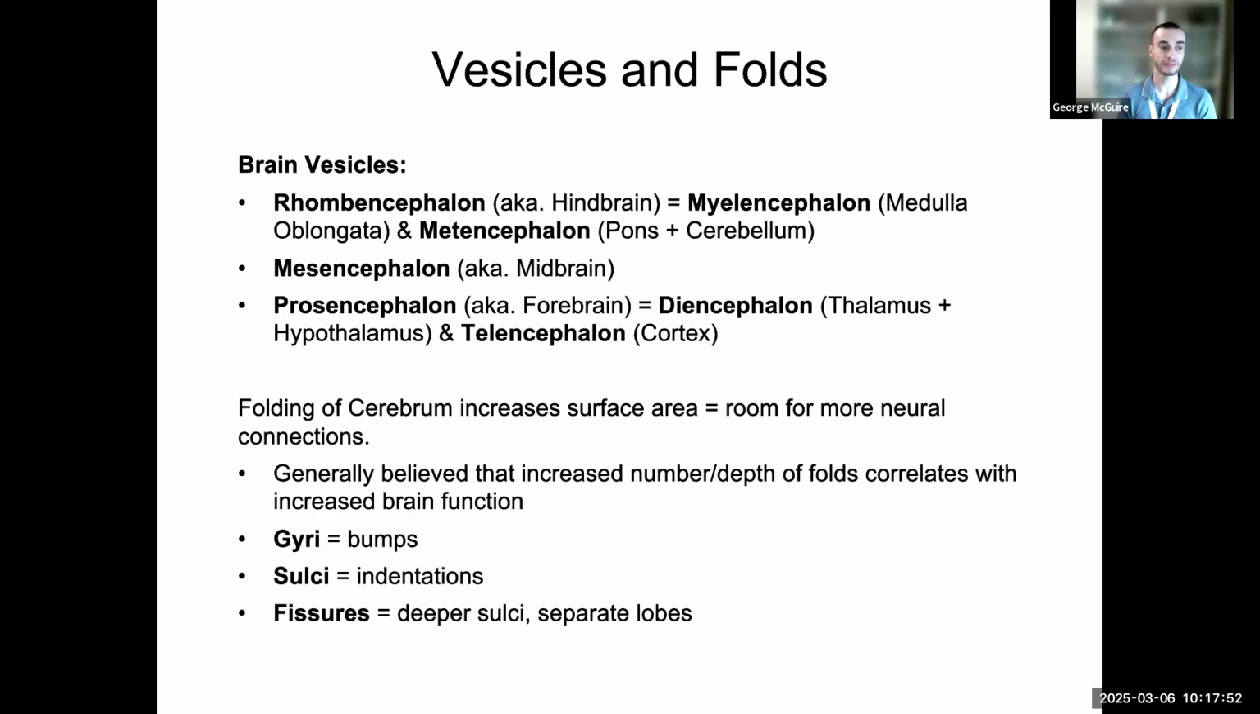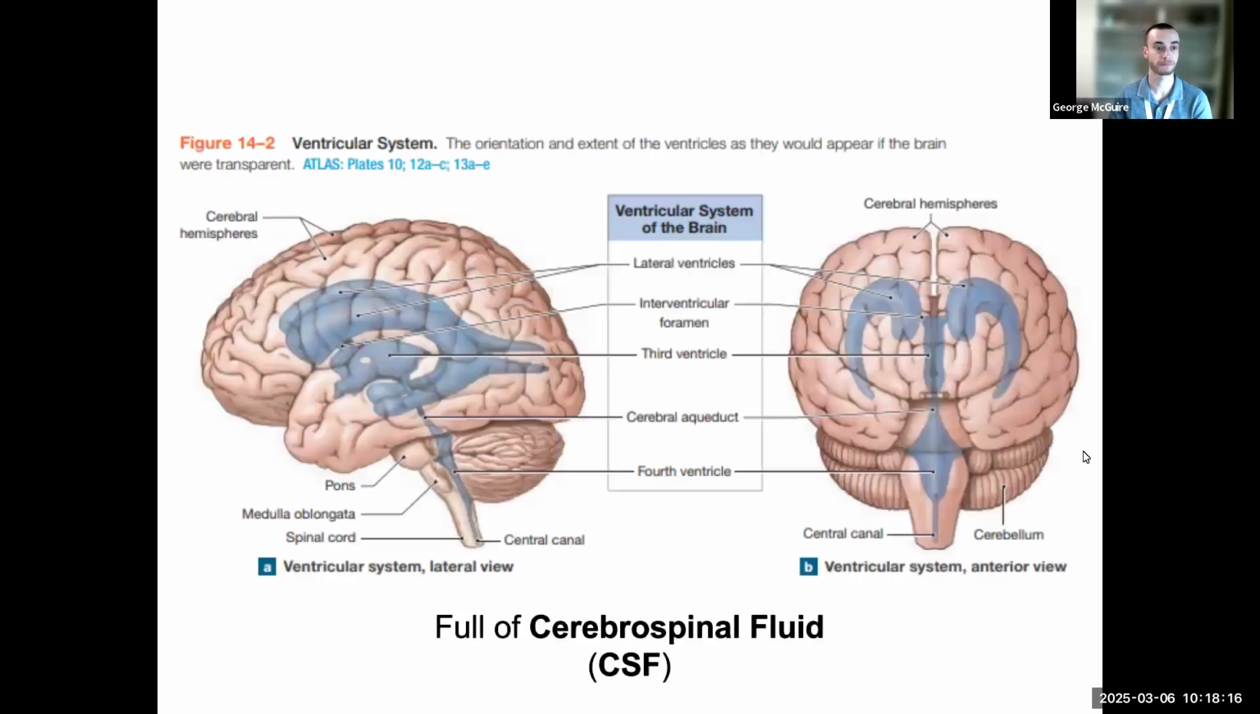So again, those gyri are going to be the bumps or the peaks, and then the sulci are going to be the indentations or the valleys. And so some gyri and some sulci are going to have specific names to them. And then fissures are just like super deep sulci, which all have specific names to them. And those are typically separating specific regions of the brain, such as the lobes or hemispheres.